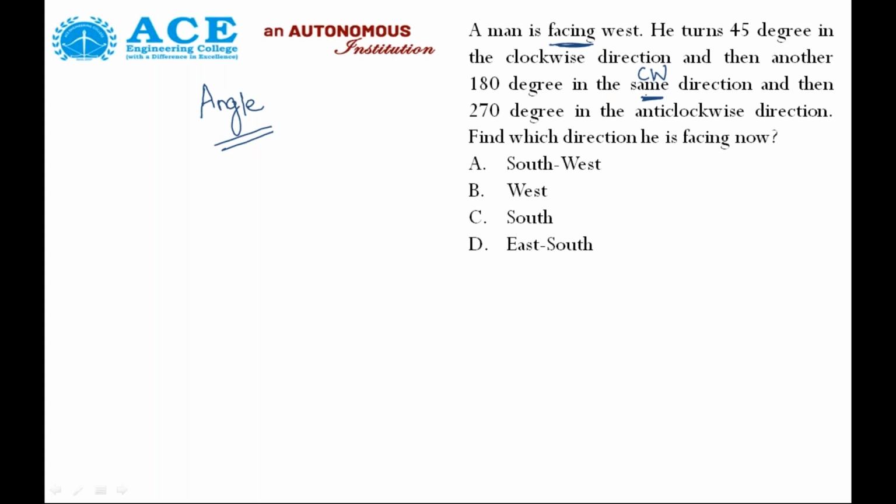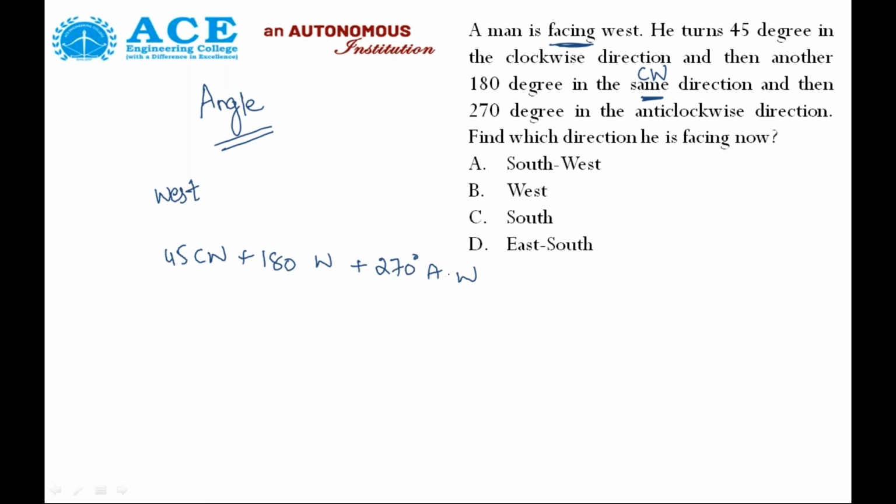Now people may focus, sir, we are in clockwise 45 here like this. No need of a diagram. You are facing west. Okay, let us keep that as it is. Now 45 degrees clockwise plus 180 degrees clockwise plus 270 degrees anti-clockwise. This is what the movement is. Okay, initially you are 45 degrees clockwise, then 180 degrees clockwise, then after that 270 degrees anti-clockwise.